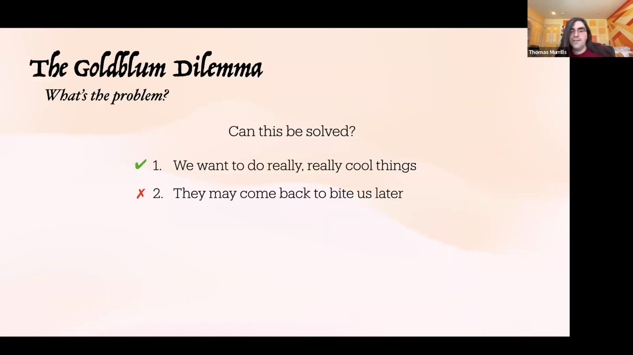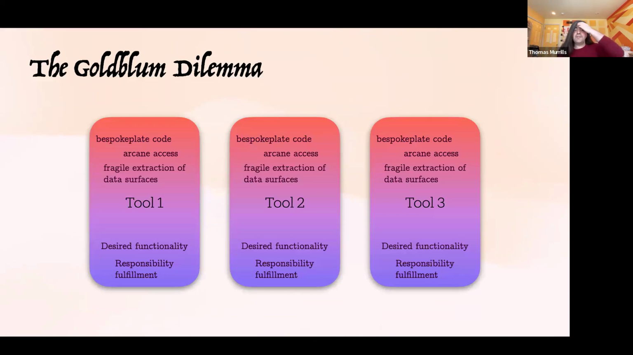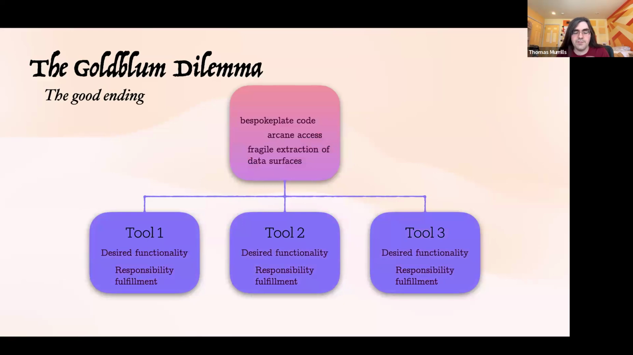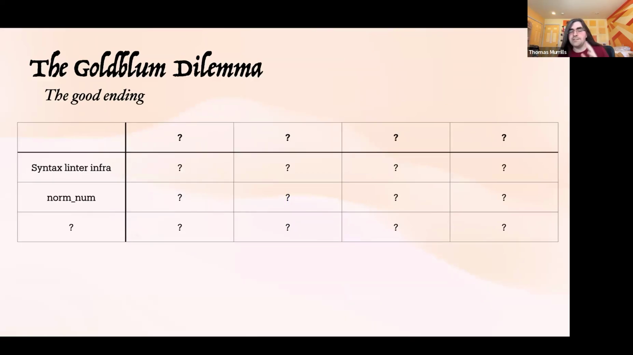So can it be solved? What we want out of the Goldblum dilemma is we want a way to do these really, really cool things without them coming back to bite us later. So let's return to our three bespoke tools. Wouldn't it be great if we could take the bespoke plate code, the arcane access, and the fragile extraction of data surfaces out of the top and put them all in one thing and have these tools relying on that one thing? So let me present for now examples of things you might be familiar with or might be learning about that embody this design.